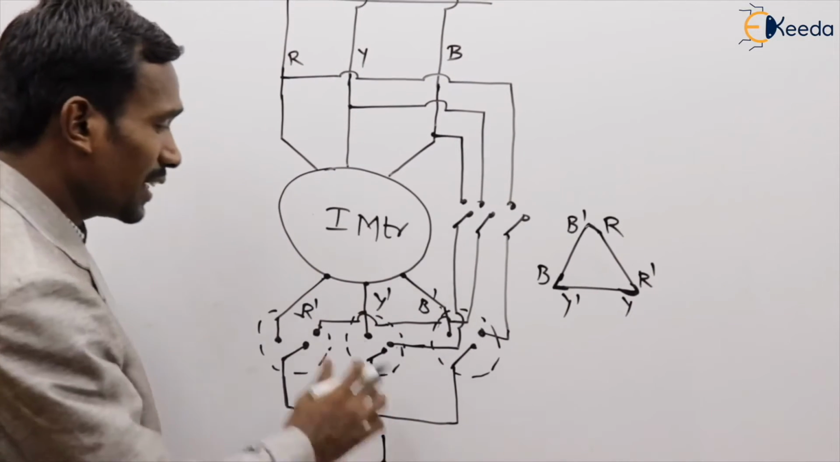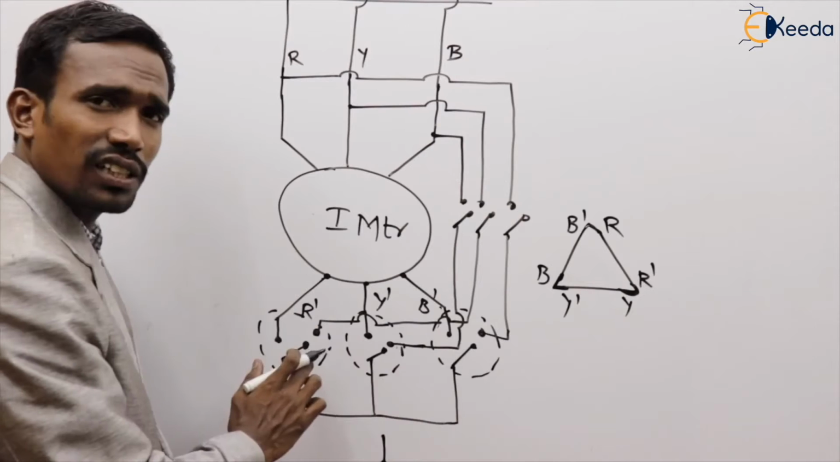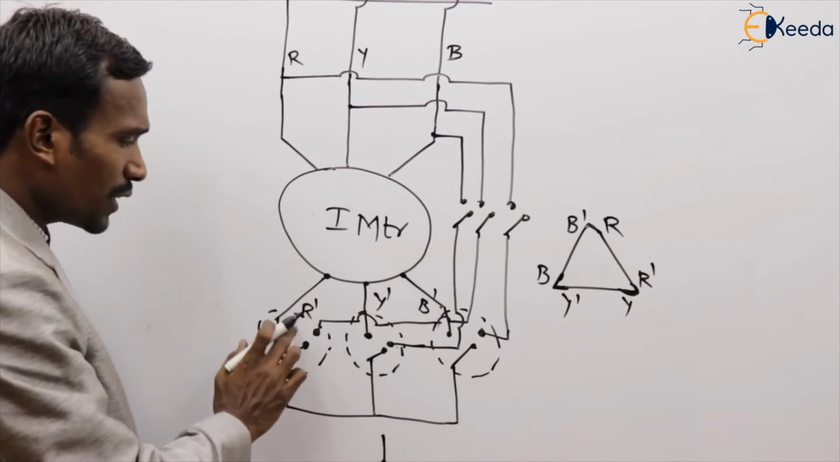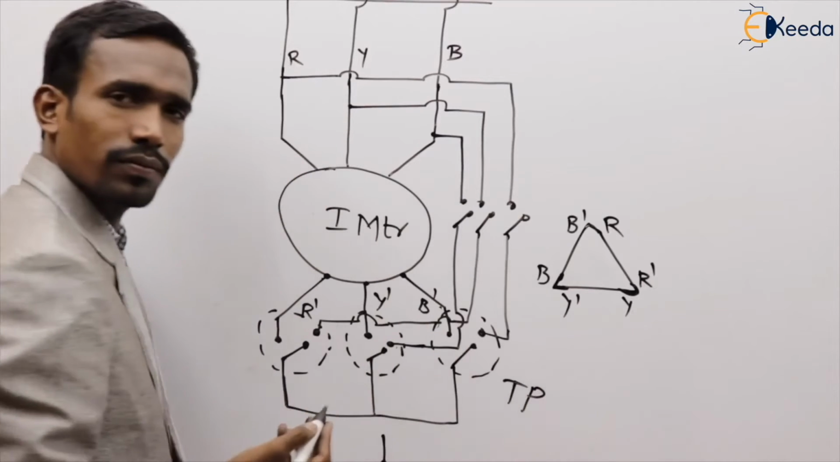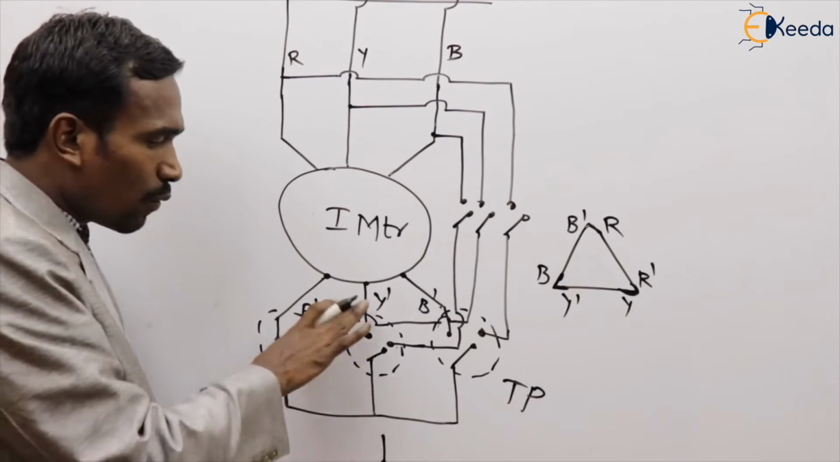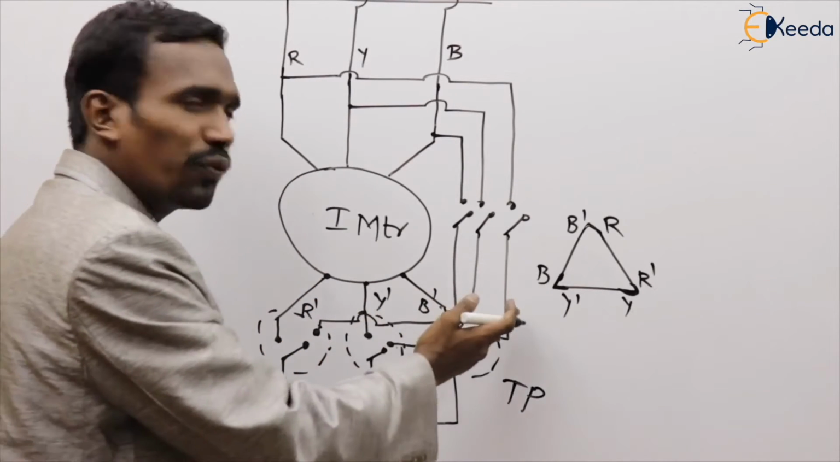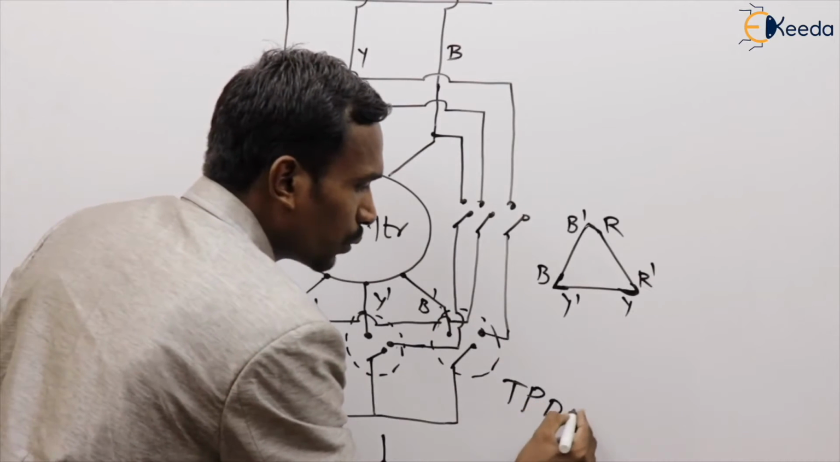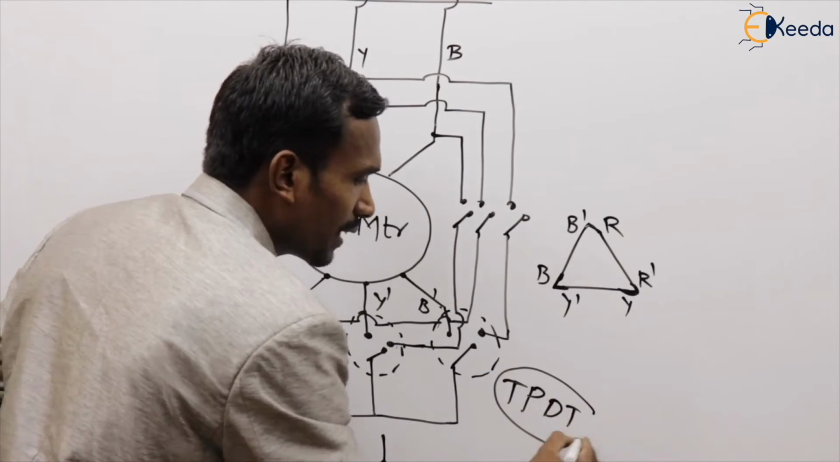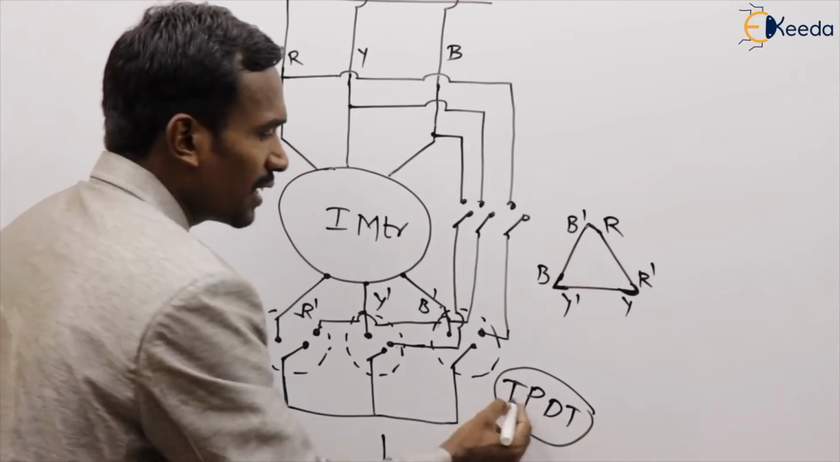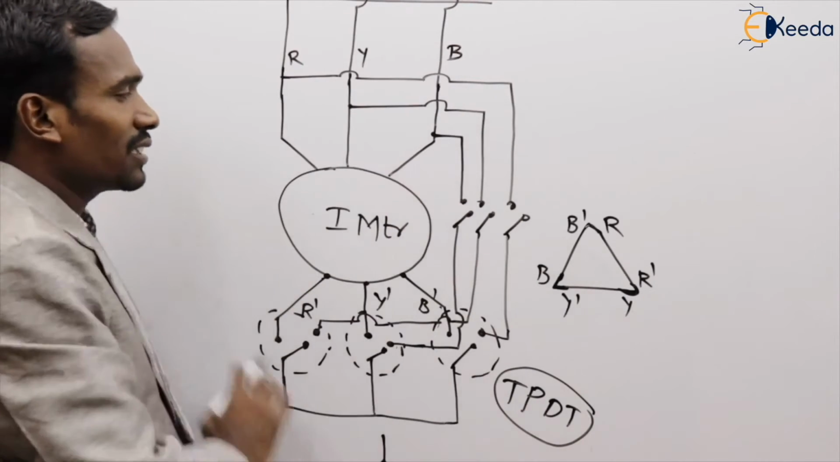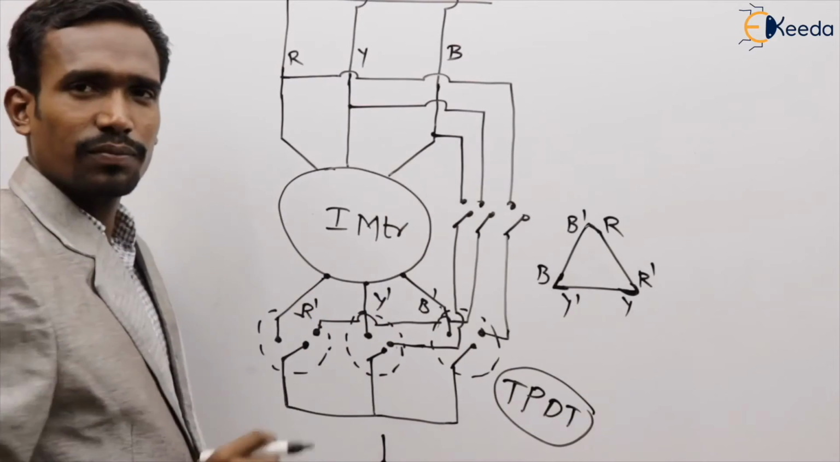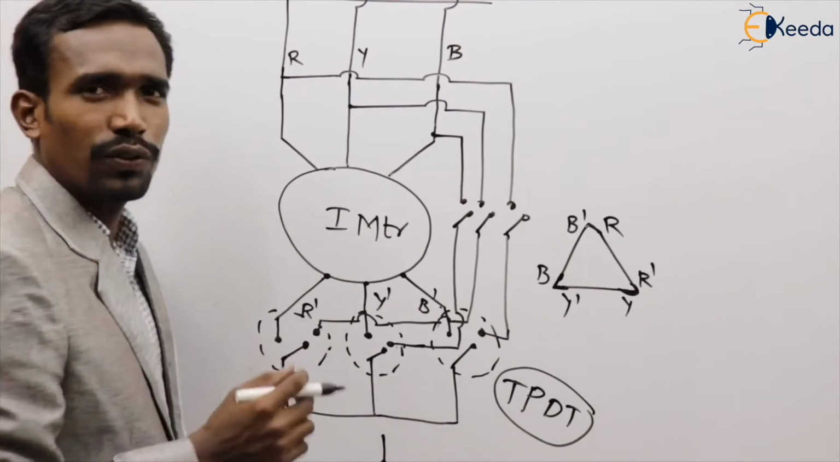Once they asked already, what is the switch? The switch has three poles, that's why triple pole. How many throws are there? One throw for star, another throw for delta, so double throw. This switch is called a TPDT switch, and this is the star delta starter. Okay, now let's go on.